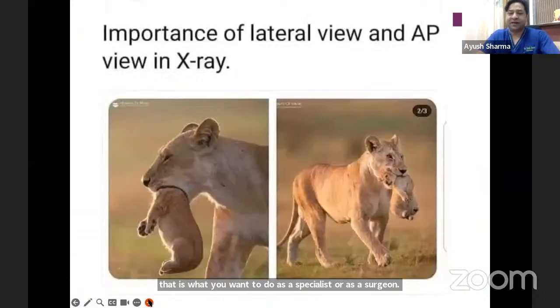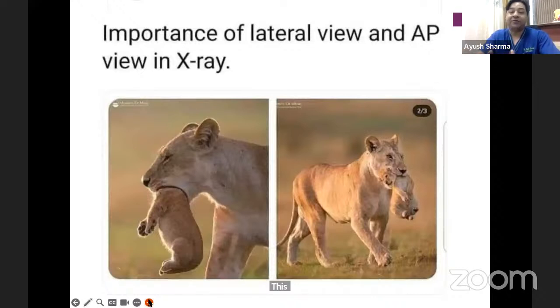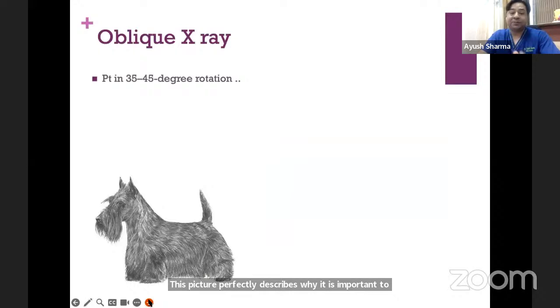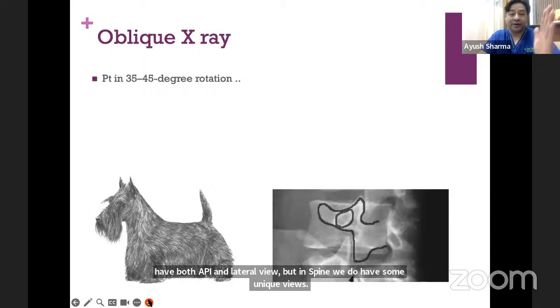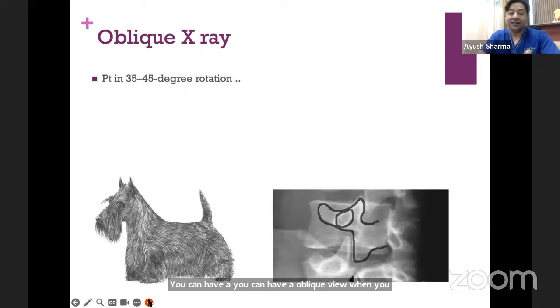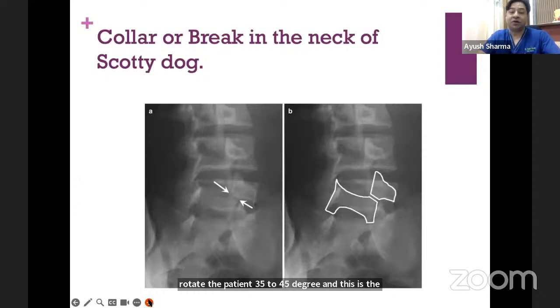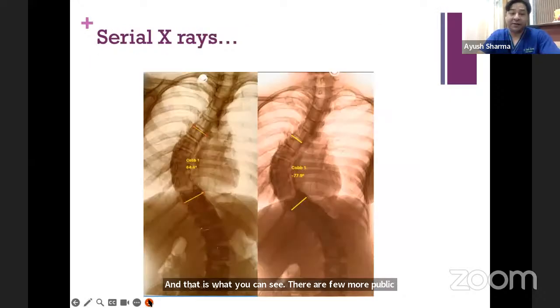This picture perfectly describes why it is important to have both AP and lateral view. But in spine, we do have some unique views. You can have an oblique view when you rotate the patient 35 to 45 degrees, and this is the famous Scottish dog appearance, where you see a break in the neck or the collar of the dog, which represents the break in the pars, and that is what you can see. There are a few more oblique views which can be taken, but I'll just stick to the very basic because of the time limit.